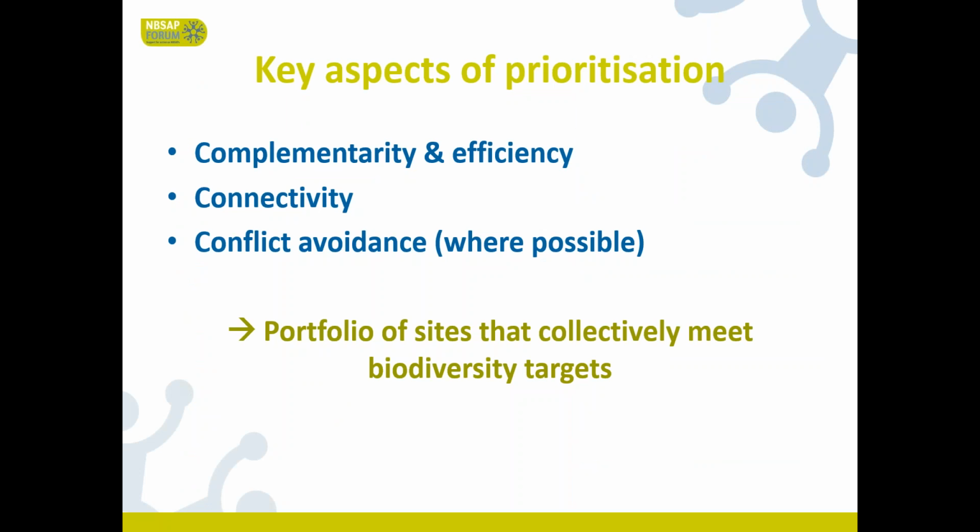So we really don't have time to go into any great detail on this process, but basically what we're aiming for is a portfolio of sites that collectively meet our biodiversity targets. The sorts of things that we're trying to do in this process is ensure complementarity, so that the things that are represented in one area are not duplicated. We try to be as efficient as possible, so we want to meet our targets in a way that doesn't require more area and avoids conflict wherever possible. We'd also be wanting to make sure this is in some ecologically sensible and connected configuration.